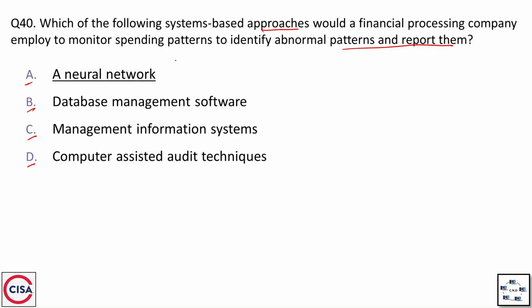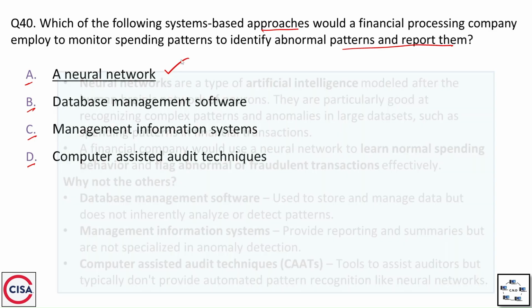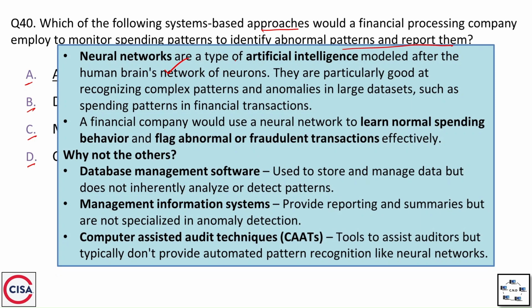And the correct option is option A, a neural network. So neural networks are a type of artificial intelligence modeled after the human brain's network of neurons. They are particularly good at recognizing complex patterns and anomalies in large datasets, such as spending patterns in financial transactions. A financial company would use a neural network to learn normal spending behavior and flag abnormal or fraudulent transactions effectively.